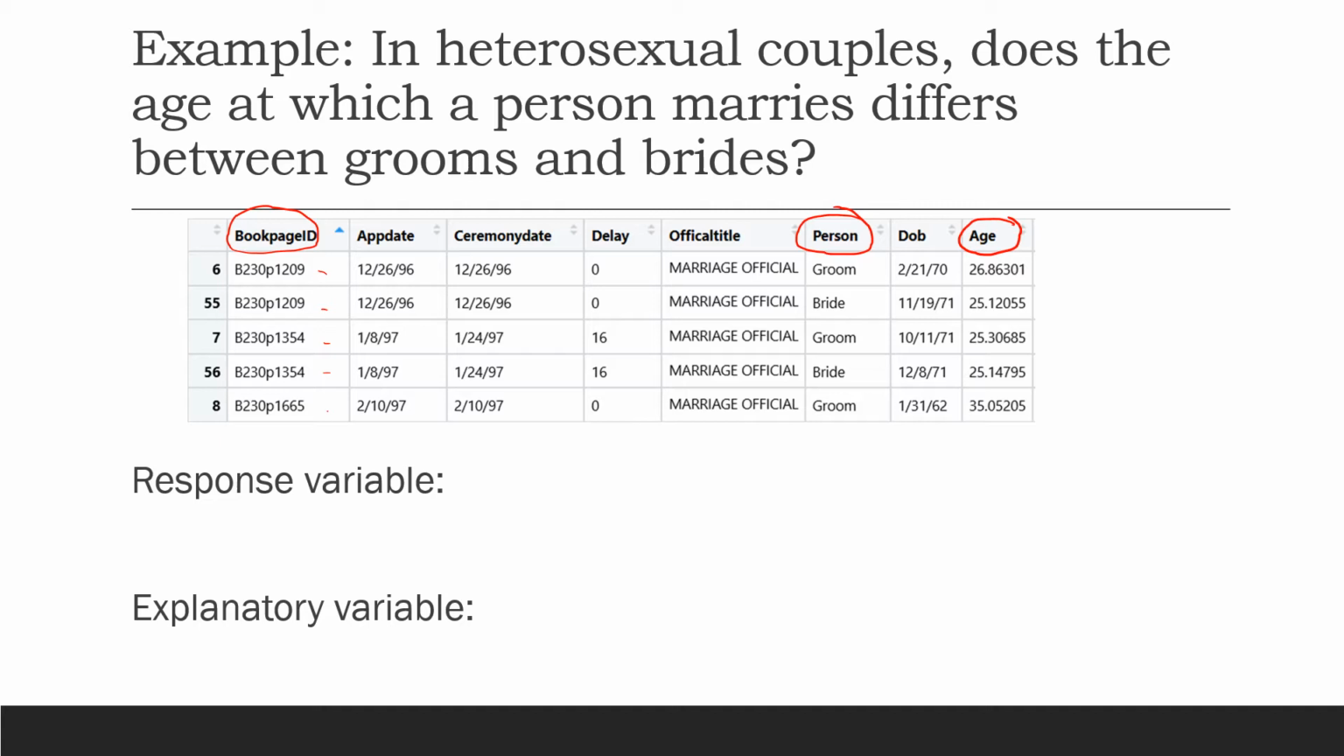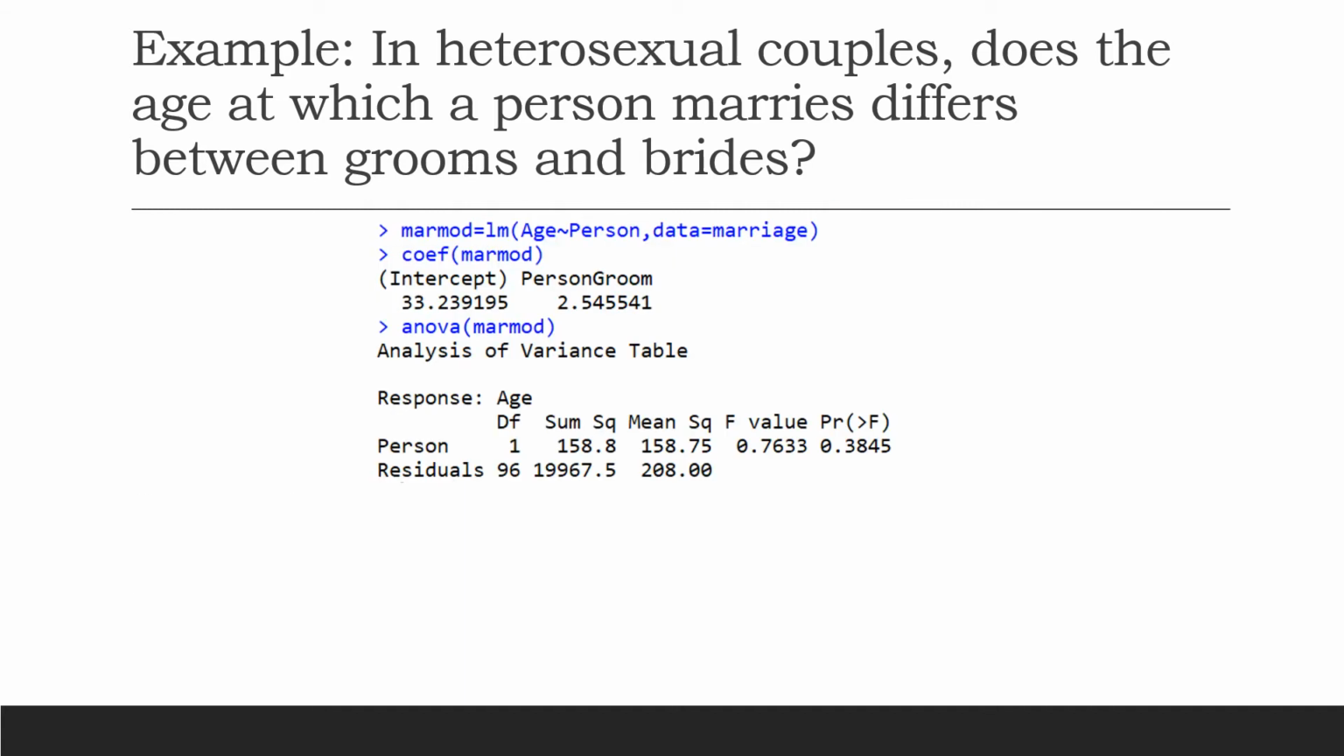So in this case, we're trying to see whether the person being the bride or the groom explains some of the variation in age. So our response variable is age, and the explanatory variable is person. Now, if we go ahead and fit a linear model with age as the response variable and person as the explanatory variable in this marriage data set, we can see we've got a coefficient on groom of 2.545. Keep in mind this is a group-wise model because we've got a categorical variable here. So remember, the intercept here would be the average age of the women in the sample when they got married. And here's the difference in the average age between the grooms and the brides.